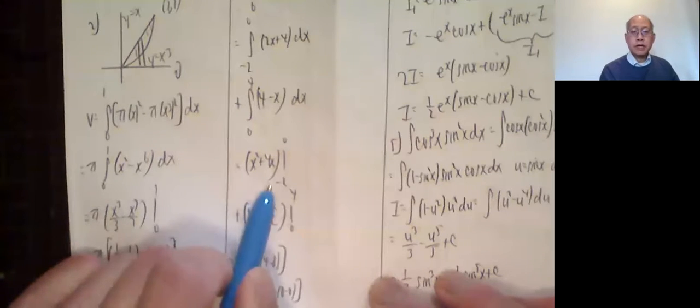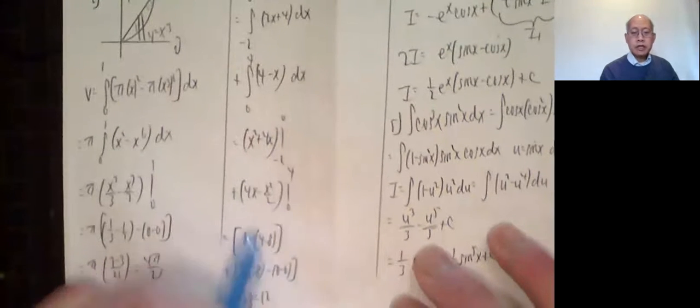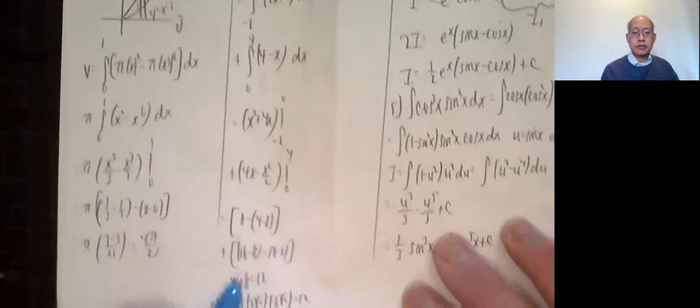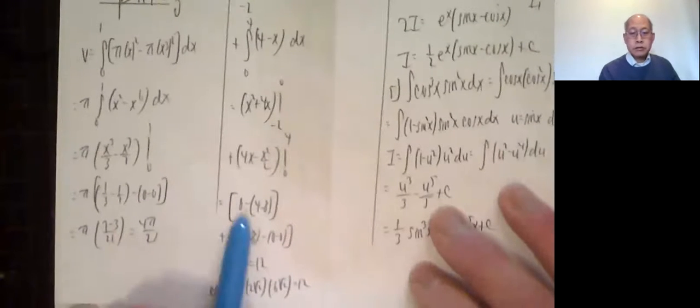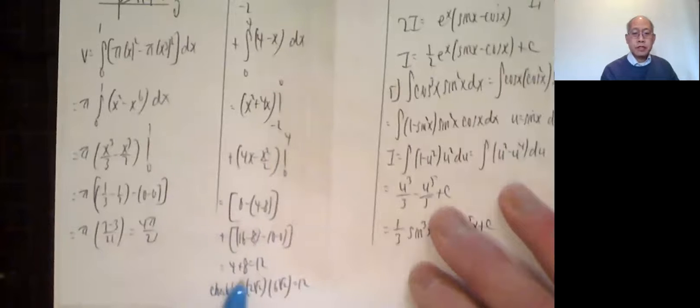Plug in 0, you get 0. Plug in negative 2, you get 4 minus 8. This one, plug in 0, you get 0. Plug in 4, you have 16 minus 16 over 2, which is 8. So 0 minus negative 4 plus 8 is 4 plus 8. So the answer is 12.